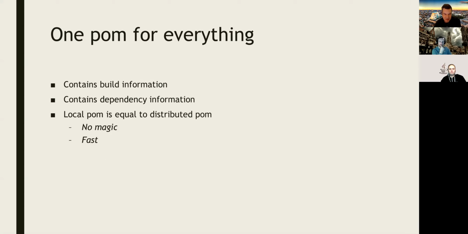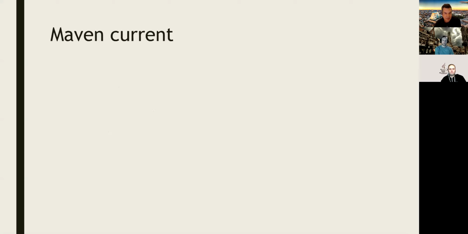However, the cool part of how it works right now is that the POM file is distributed as is. So the POM file on your local system is uploaded to your remote repository and local repository, of course, as is. So there's no magic, and it is as fast as possible. So this is how it works right now. We have the build with a POM XML 4.0.0, and when we distribute it, it will be exactly the same POM file. So far, so good.